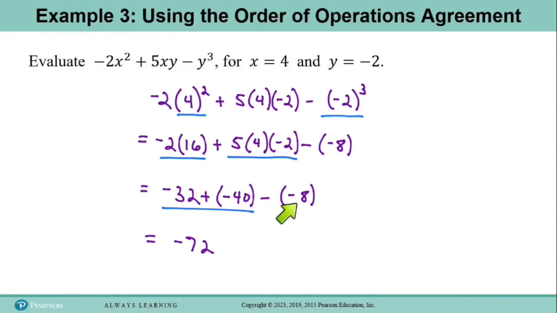And then we've got minus negative 8. Now, you'll remember from maybe middle school or way back when you first learned your sign rules, minus negative means plus. So I'm just going to write minus negative 8 as plus 8. Okay, now I'm ready to do this addition. So I've got negative 72 plus 8, and that adds up to negative 64. So that's our final answer for this example.